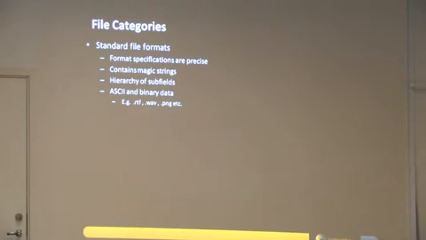First is the standard file formats, wherein the examples could be an RTF, a WAV, or a PNG file. The major prominent characteristic that these standard formats have is that the file format specification is very precise. You have the specification docs with you. It contains some magic string, like for RIFF format, RIFF is the constant string that you'll find in the headers. And there is a strong hierarchy in the fields. And the data is ASCII and binary.